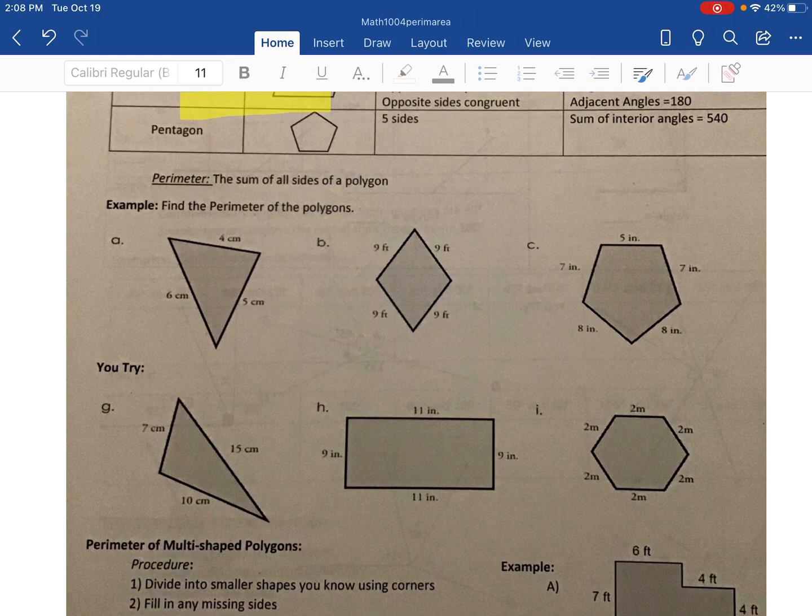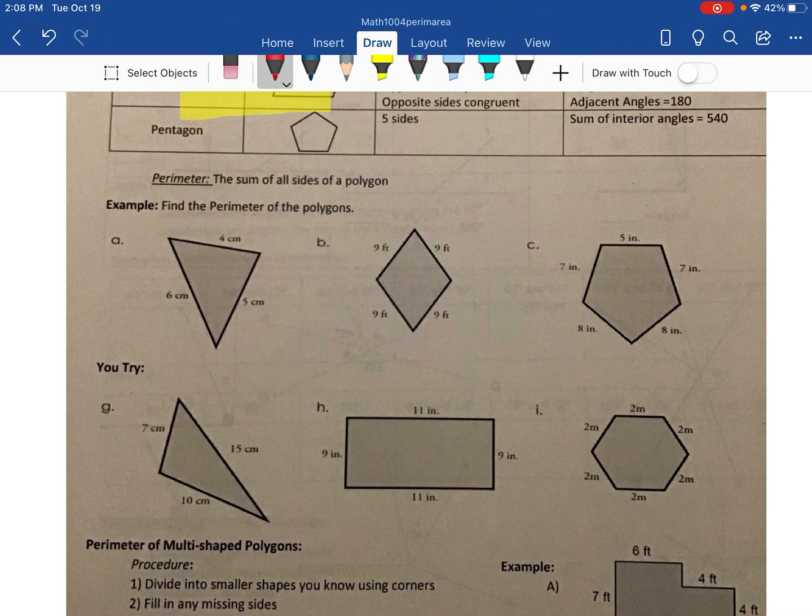To find the perimeter, we just have to add all the sides. That's it. You don't have to memorize any fancy formulas, though you can if you want to. If I do letter A here, it's 4 plus 6 plus 5. 4 plus 6 is 10, plus 5 makes 15 centimeters. That's it for perimeter: add all the sides.